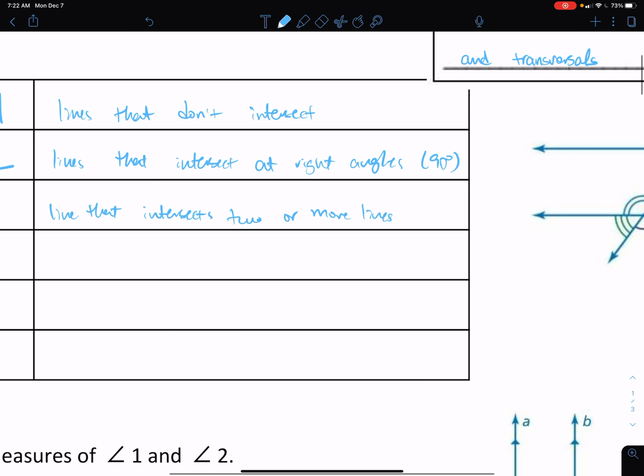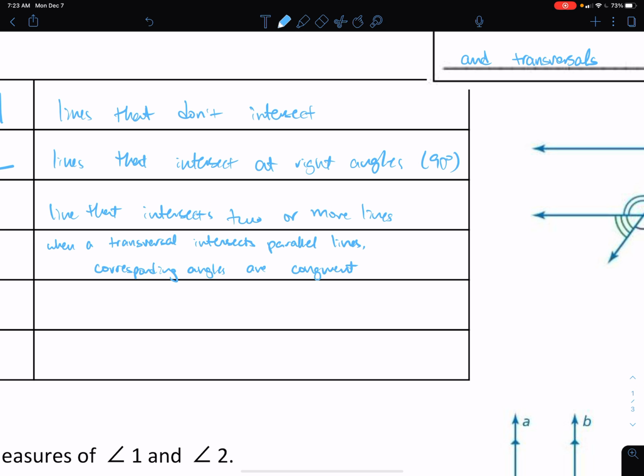Corresponding angle. This is a little longer, so bear with me here. When a transversal intersects parallel lines, corresponding angles are congruent, which means equal. Okay? So when a transversal intersects parallel lines, corresponding angles are congruent. And you'll see what I mean when I do an example.